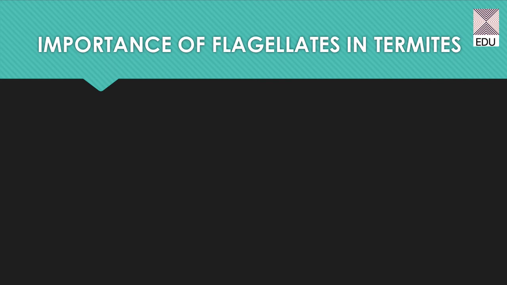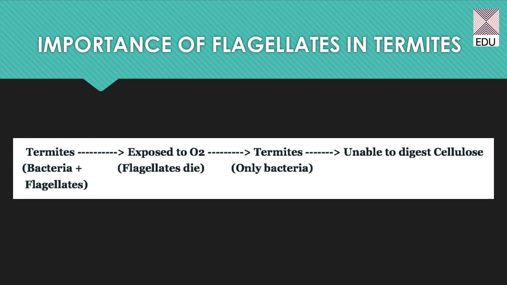Now, this is about the importance of the flagellates in termites. Just see this equation or figure. First, the termites have both bacteria and flagellates. Next, if they are exposed to oxygen, the flagellates will die. Third, the termites now have only bacteria. They are unable to digest cellulose. So that's why the flagellates are very important in cellulose digestion.